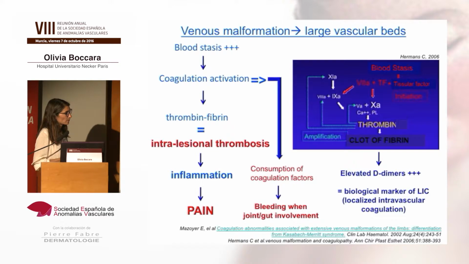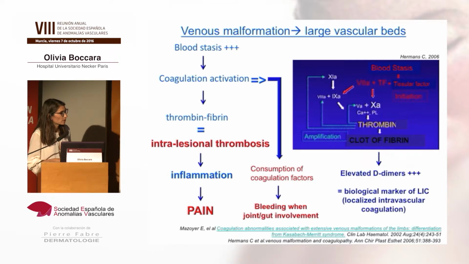At the same time, this activation of the coagulation is responsible for the consumption of the coagulation factors that are involved. And the more those coagulation factors are consumed, the less they are available for hemostasis elsewhere in the body. And that's why at the same time you have thrombosis, and you also have bleeding, mostly in the joint and gut, and more largely mucosa locations, but also all over the body if the phenomenon is severe.